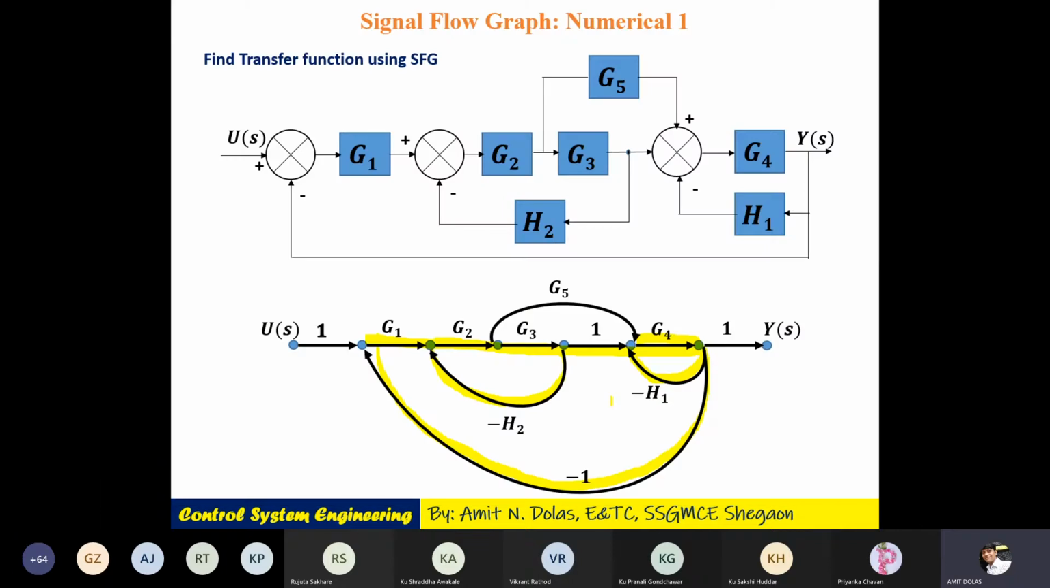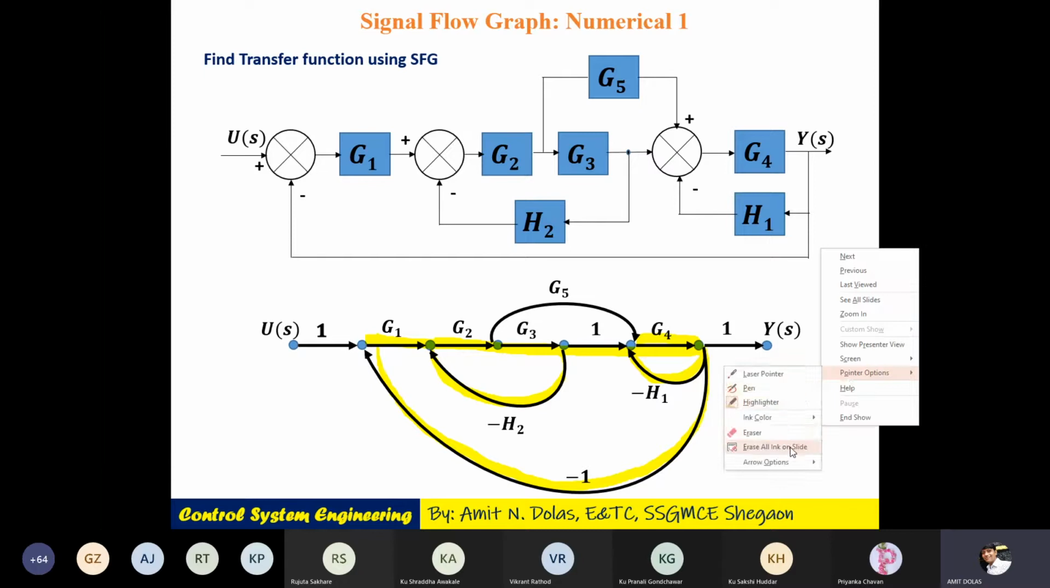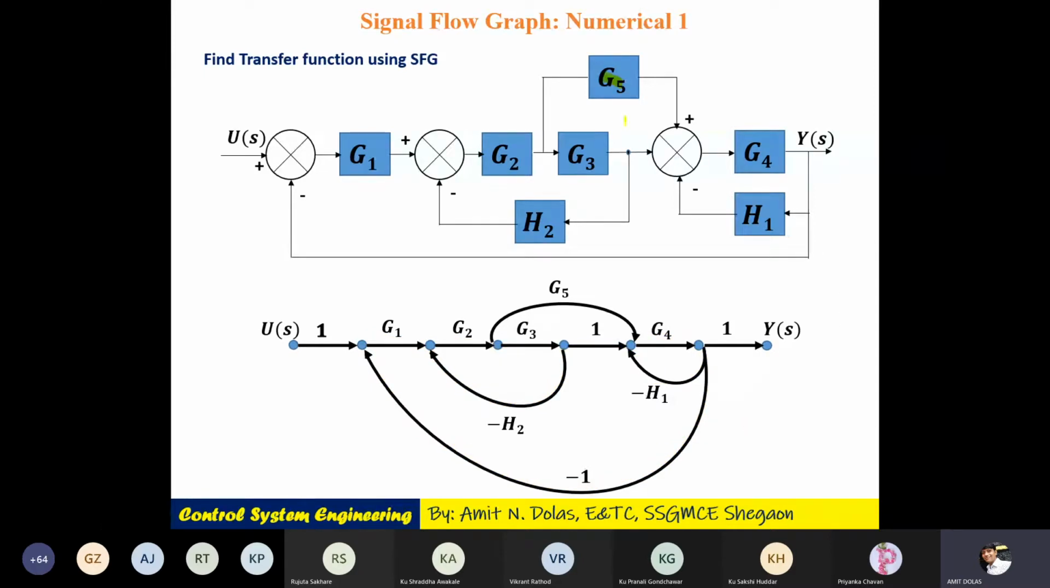These are the loops, but one thing you can see in the diagram is that I have not mentioned G5 anywhere. In between G2 and G3, one branch is moving, but it is moving forward. G3 is also moving forward and G5 is also moving forward. So this is not a loop. You can see G3 is this and G5 is moving above G3. So I have drawn everything that we have in the block diagram. Am I audible to all?